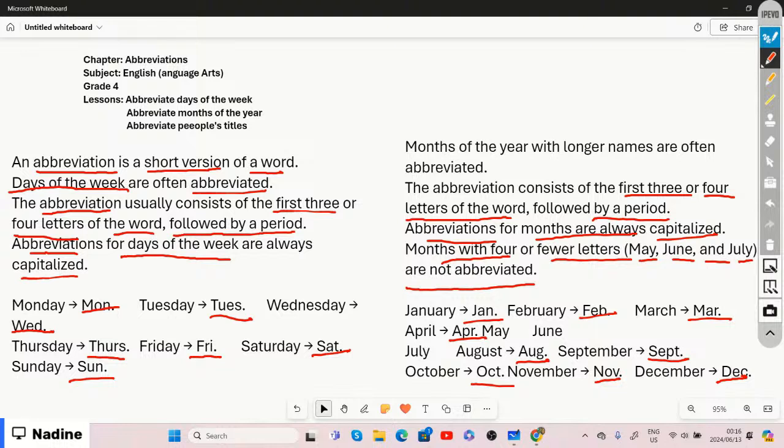Right? So these are months of the year, and the months of the year we also abbreviate, right? And we say that the abbreviation consists of either three or four letters of the word followed by a period. And the same with the days of the week, right? It is often abbreviated, and the abbreviation usually consists of the first three or four letters of the word followed by a period. And both months of the year as well as days of the week need to be capitalized.